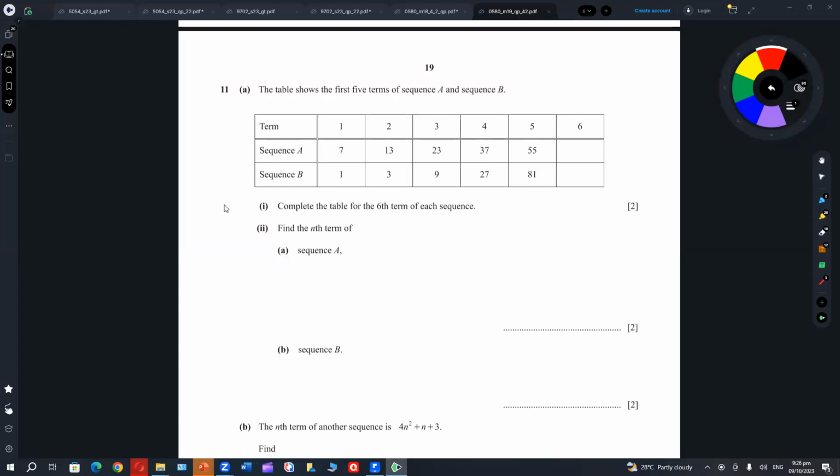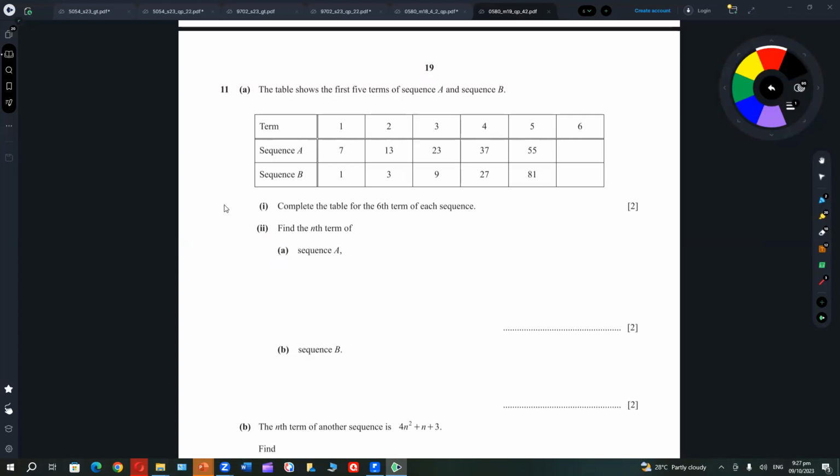He says complete the table for the 6th term of each sequence. 7, 13. How did I get 7 to 13? By addition of 6. But then what about 13 to 23? 13 to 23 is a difference of 10. So the pattern is not coming now. You have to think about something else.